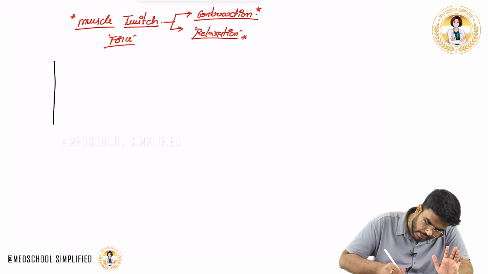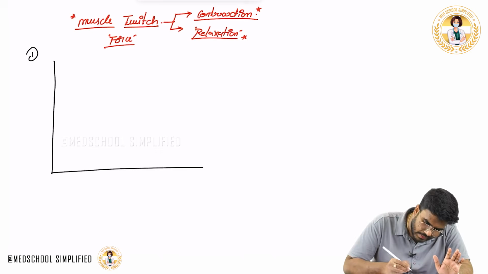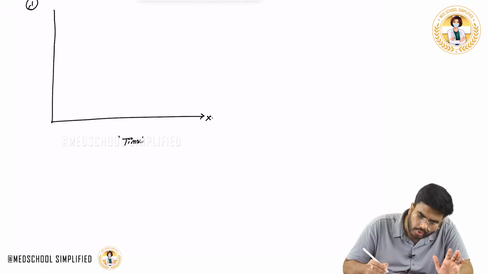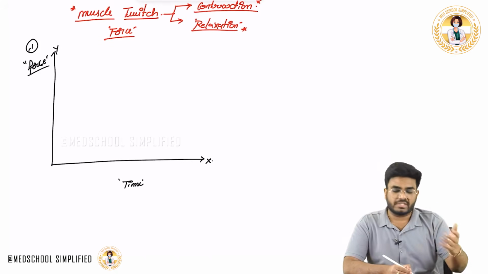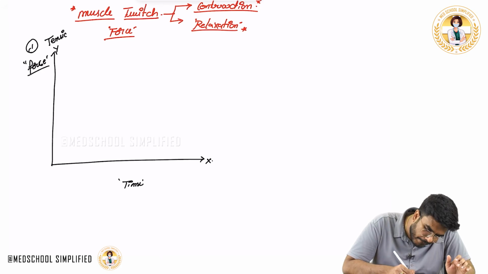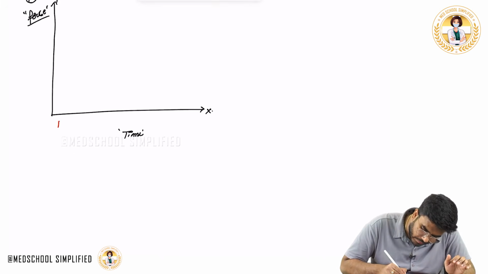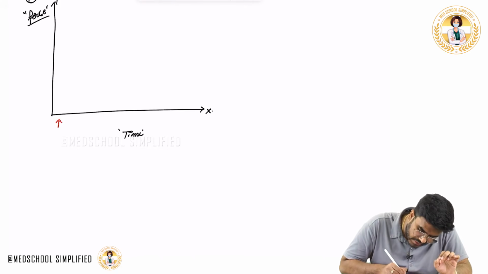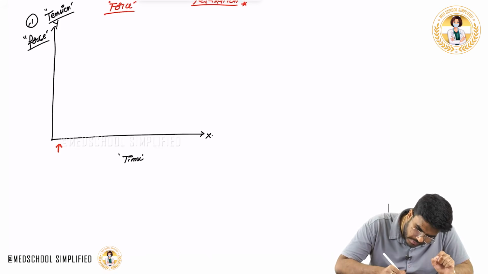Now look here, I am talking about graph 1. On the x-axis, I am talking about the time. On the y-axis, I am talking about the force, contraction, or tension generated. Now look, if I stimulate a motor unit, I am going to give the stimulus. After giving the stimulus, it takes some time, and then the muscle is going to start the contraction.